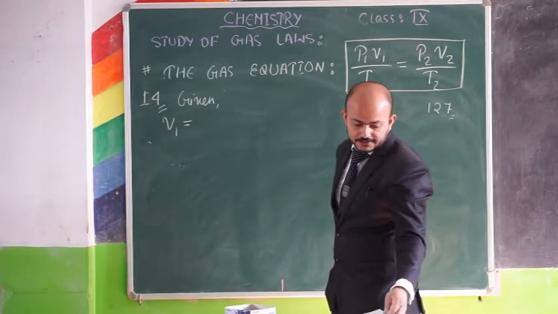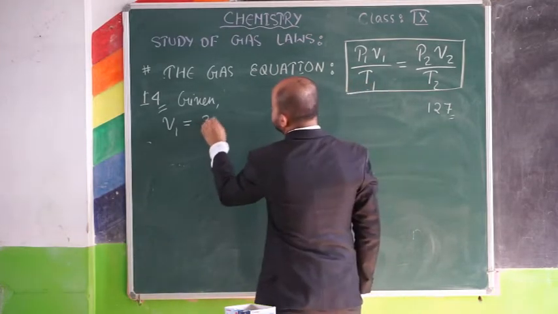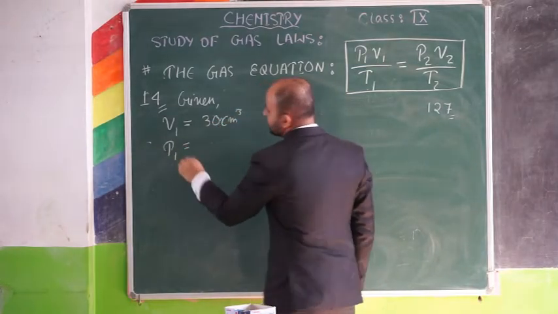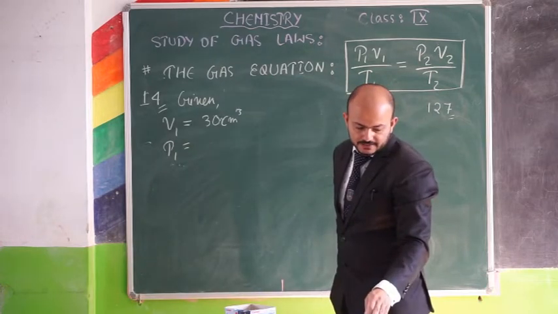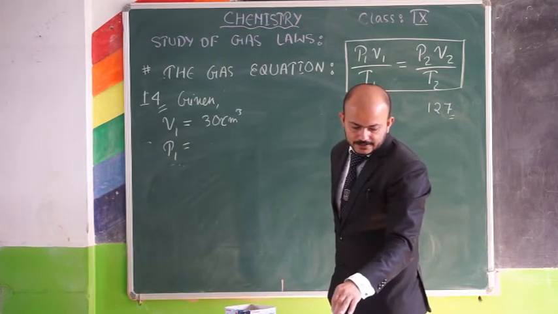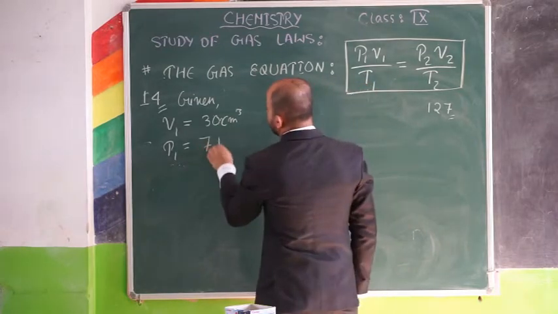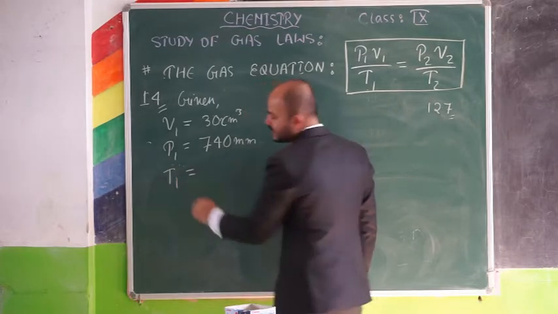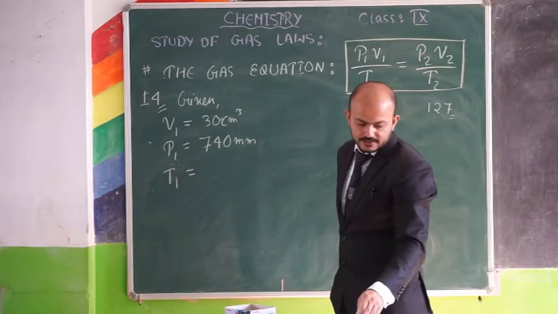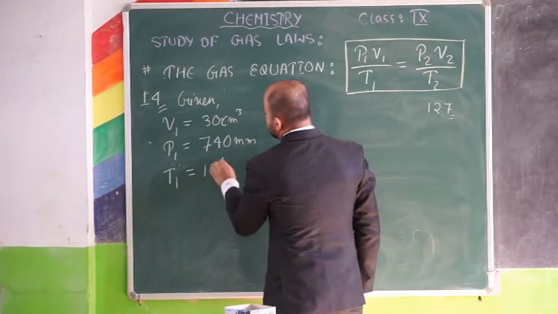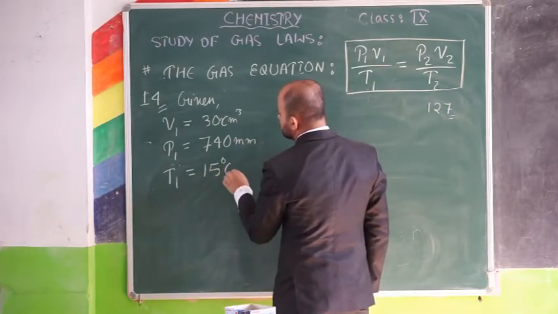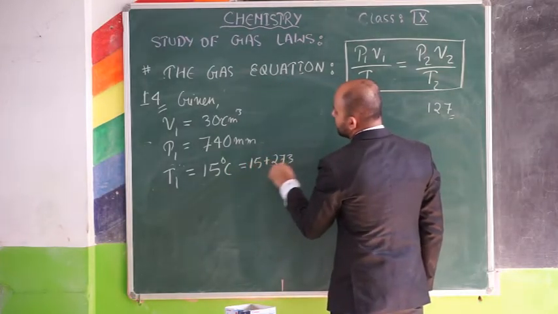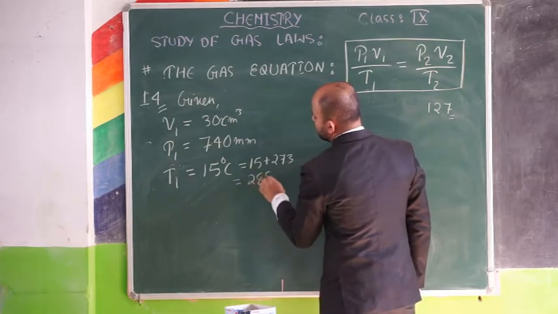V1 is given as 30 cm³. P1 is given as 740 mm of mercury, and temperature 1 is given as 15 degrees centigrade, 15 degrees Celsius. Now this has to be converted into Kelvin. So to convert it into Kelvin, you have to add 273 and you will be getting 288 Kelvin.